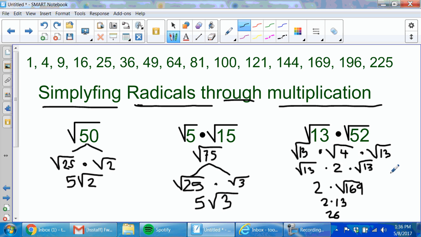So that is a review for simplifying radicals through multiplication properties. Use this to help guide you on our work this week.